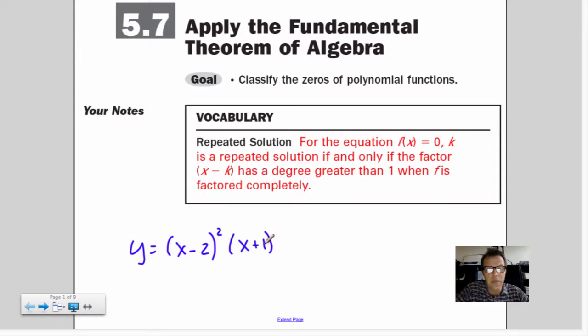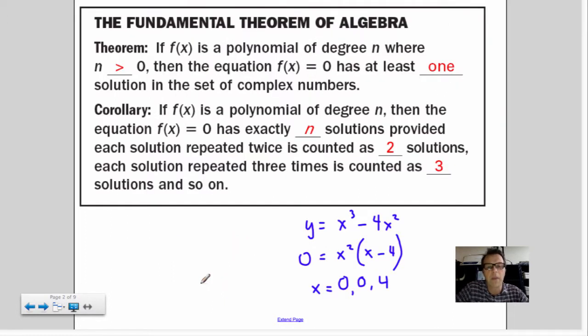Here's an example. The other day in class, I would have said that if I set the function equal to 0 and solve, the answers I was writing on the board would have been 2, comma 2, and I wrote it twice because the factor represented twice, comma negative 1. So if you call this a repeated solution and think of them as two possible answers, then the fundamental theorem of algebra will work out better.